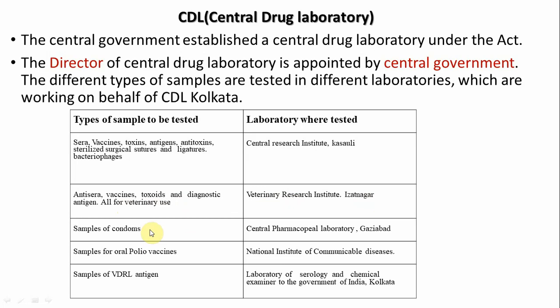Then samples of condoms, Central Pharmacopoeia Laboratory, Ghaziabad. Then samples for oral polio vaccines, National Institute of Communicable Diseases. Then samples of VDRL antigen, the Laboratory of Serology and Chemical Examiner to the Government of India in Kolkata.